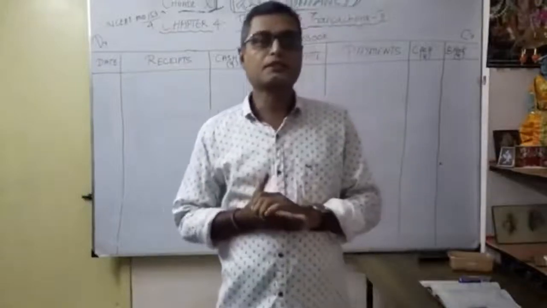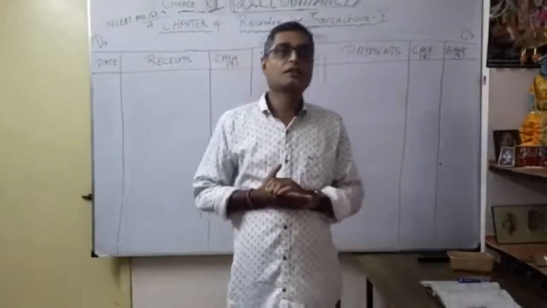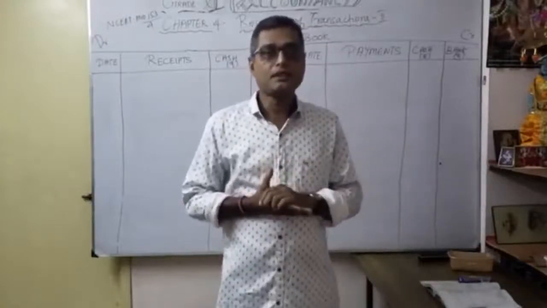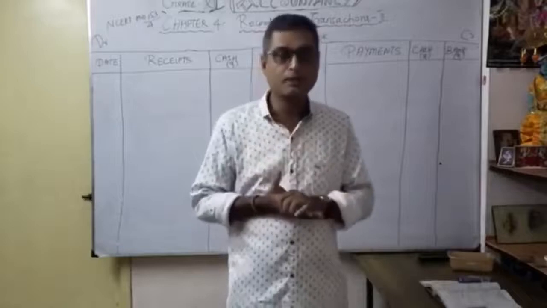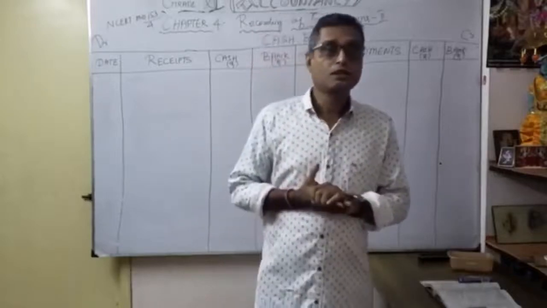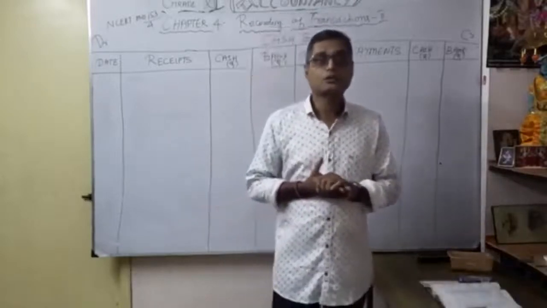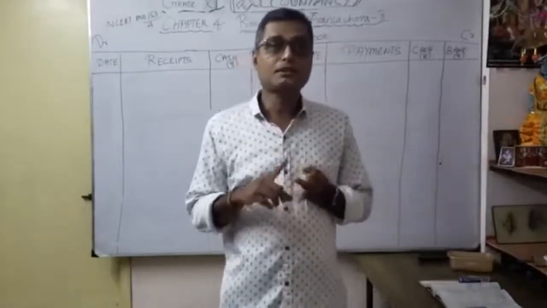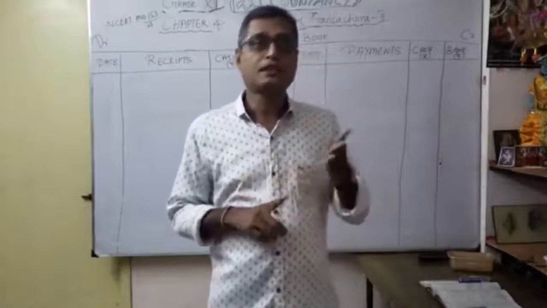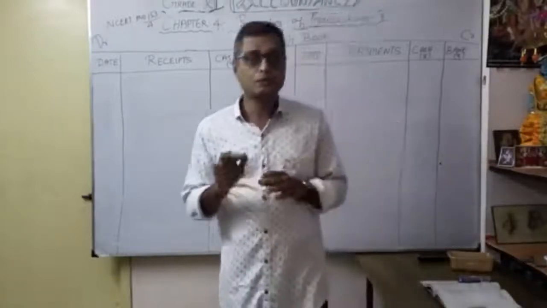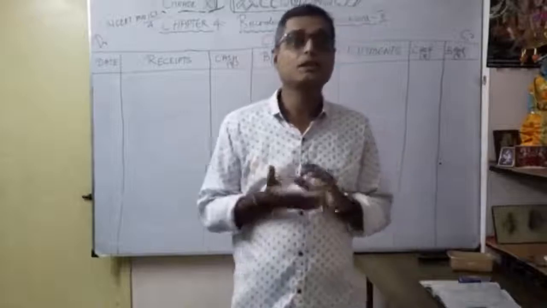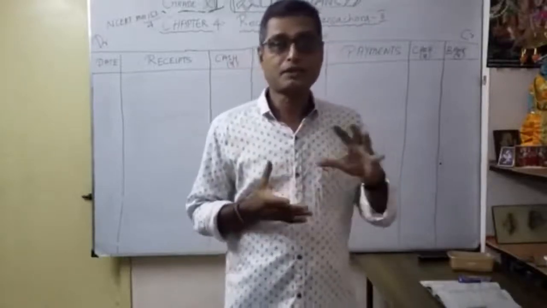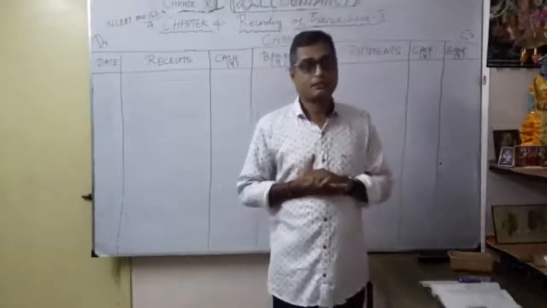As you know, we have started chapter number 4, recording of transactions part 2. In this chapter, the main content is the special purpose books. What are the special purpose books? First one, cash book, thereafter purchase book, then purchase return book, then sales book, sales return book, then journal proper. Two more books are there, that is bills receivable and bills payable. So totally 8, but our discussion is mainly on 6 as of now.